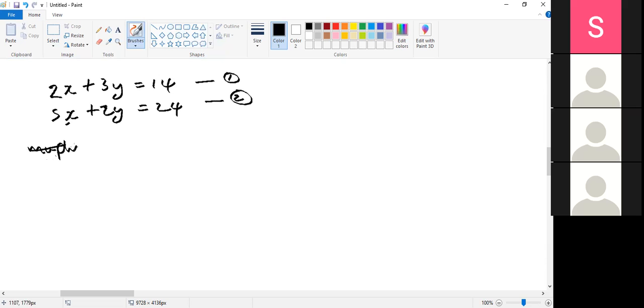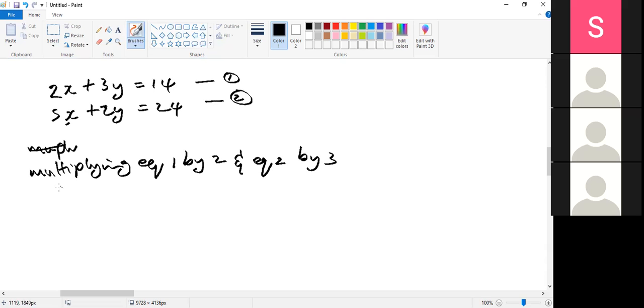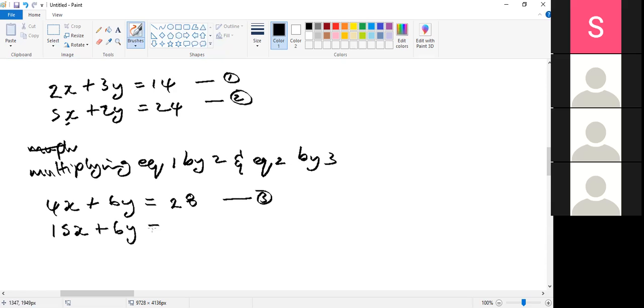Multiplying equation 1 by 2 and equation 2 by 3, what I have here: equation 1 by 2, I get 4x plus 6y equals 28. And the next one now is 15x plus 6y equals 72.